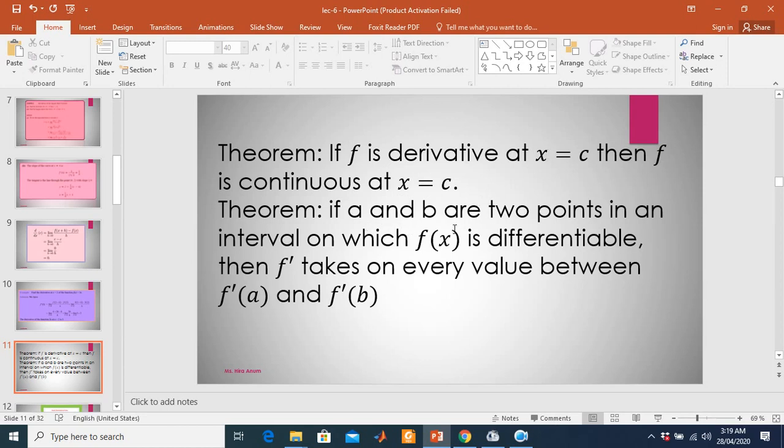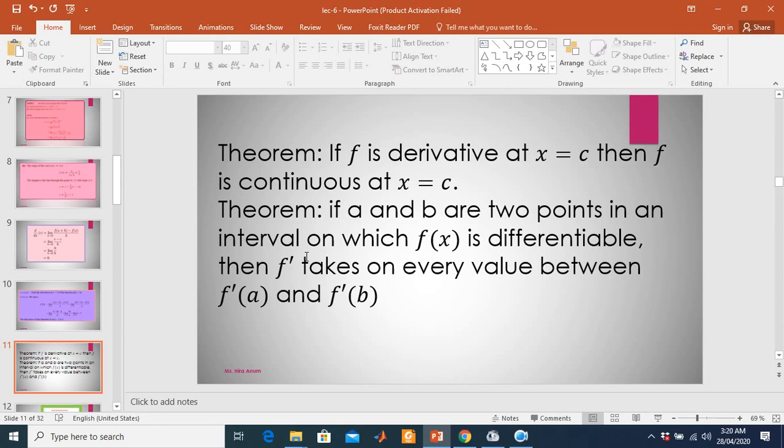If a and b are 2 points in an interval on which f of x is differentiable, then it takes on every value between; we take the derivative at any point between these points. Like we are taking 1 and 2, 2x and b equals 3x. Then we take the derivative of the functions in between.